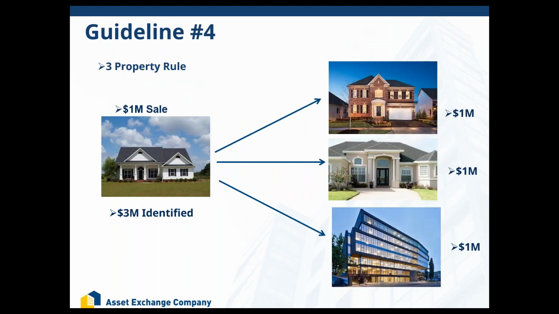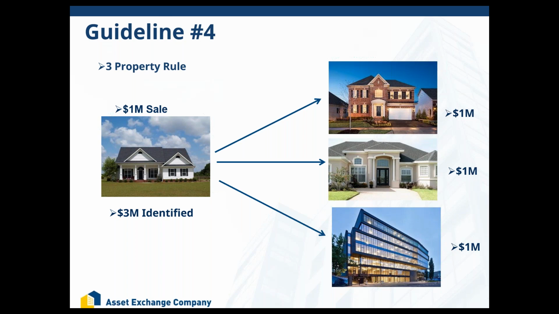Here's the three property rule again. The three property rule states that you can identify up to three properties without regard to the fair market value, so the purchase price can be any dollar amount. Here's an example of the way it can work. Let's say we sell a property for $1 million. Now, we go out and identify three properties. Because we've identified three, we're in the three property rule. Let's just say we're going to buy each one of those properties for $1 million each. So we identified how much in property? $3 million worth of property.